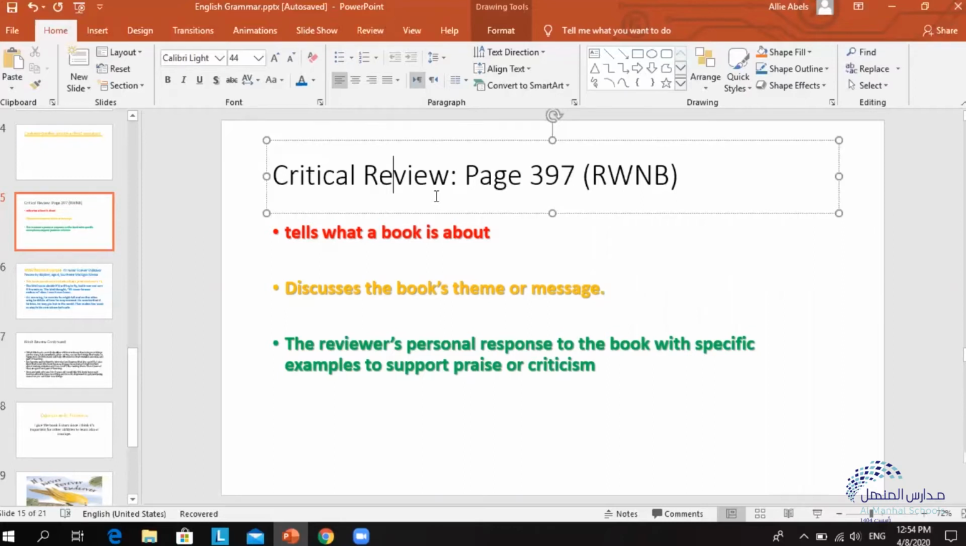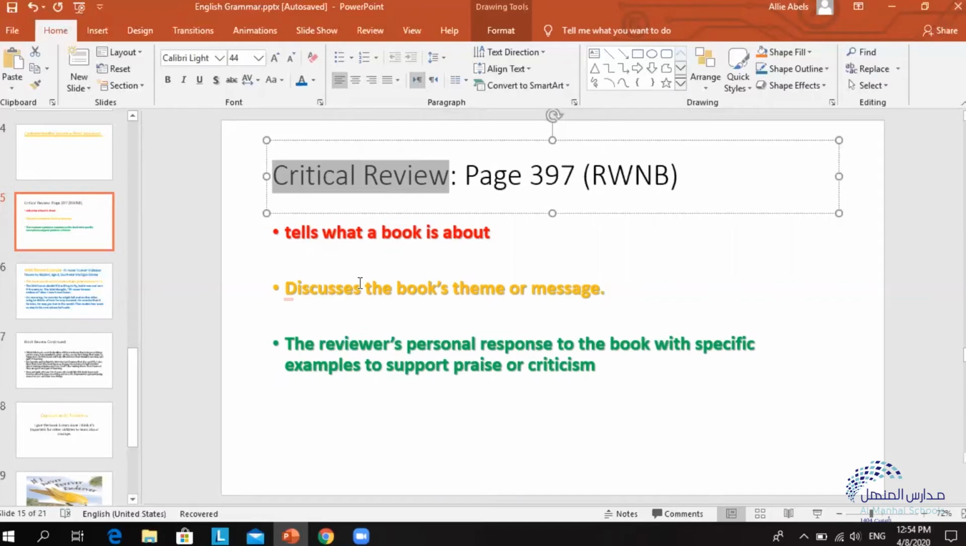So if you are a critical thinker, you're not accepting anything that comes to your mind or anything that you hear from other people. And today we are going to focus on the critical review of a book. A critical review is basically a second opinion about a book that one reads. It is your second opinion.